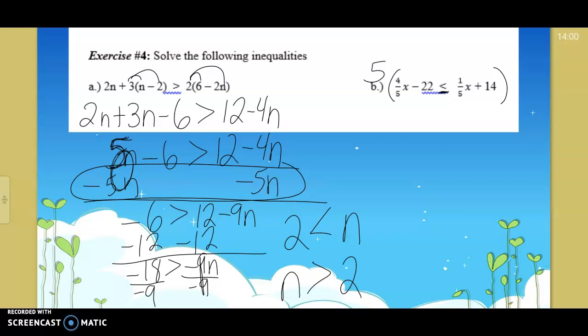Now, this might be a little difficult or tricky for you to see, so I sometimes tell students to break it up into 2, but you've got to do it all by the same amount. Okay? So what's going to happen here? I'm going to distribute the 5, so that this 5 here will go away. So that 5 cancels, leaves us with 4x. I still have to go to the 22, and that's going to make negative 110.